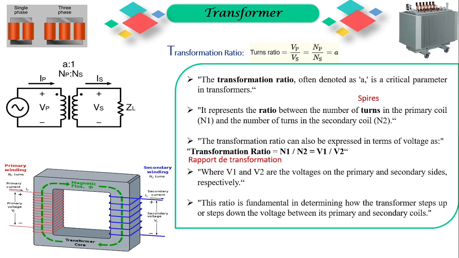This ratio is fundamental in determining how the transformer steps up or steps down the voltage between its primary and secondary coils. Transformers are pivotal in electrical power distribution. They enable efficient transmission of electricity over long distances, provide safe and usable voltages for various applications, and serve as essential components in electrical circuits. Understanding the transformation ratio is essential for grasping the workings of these remarkable devices.